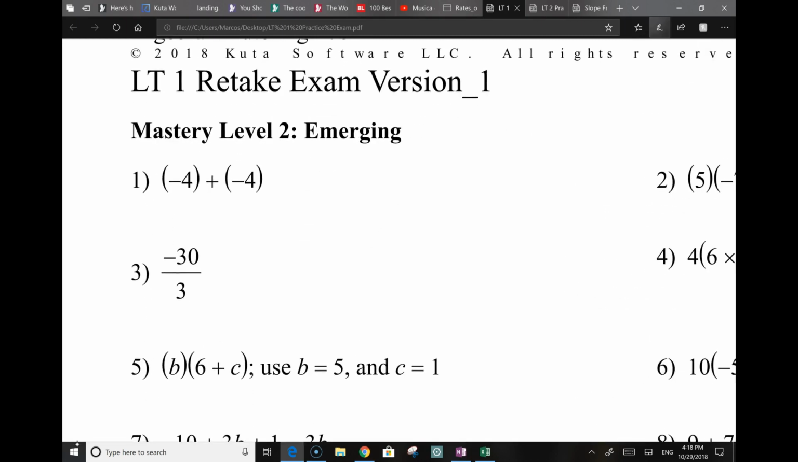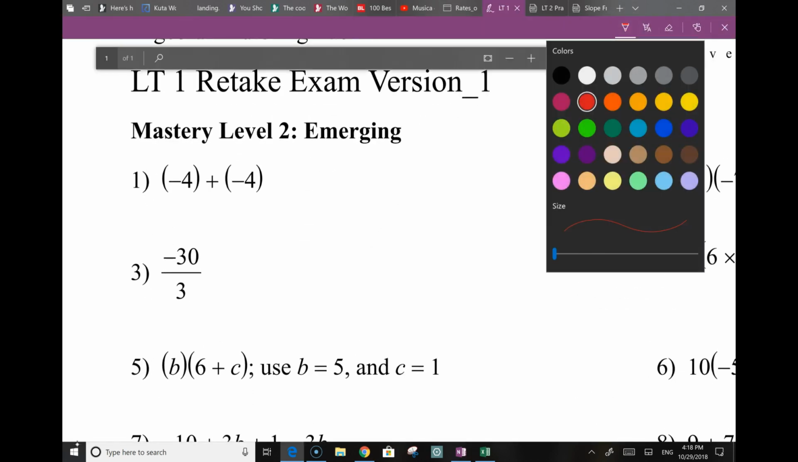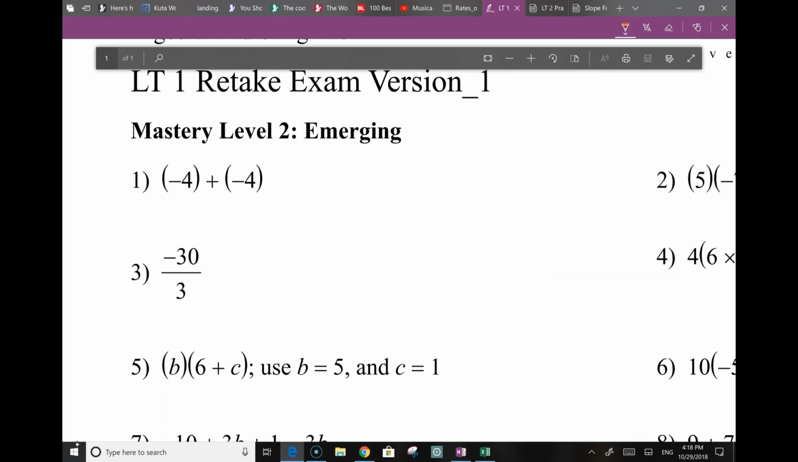I'm going to do select questions from here. So I'm going to begin with number 1. Now, when you're looking at something like number 1, you want to think of a number line. So if you're starting at -4, let me draw a number line for you here. So if we're starting at -4, right? 0 might be somewhere over there.